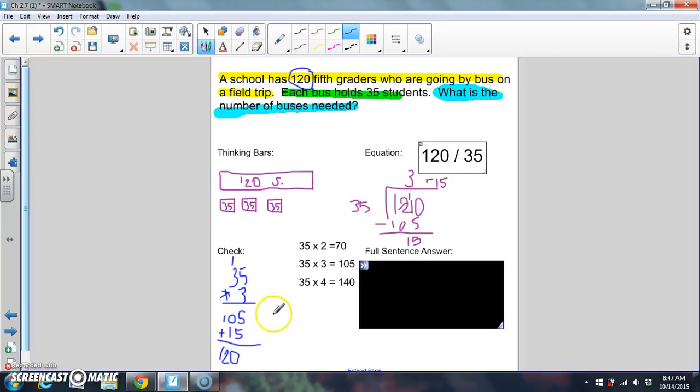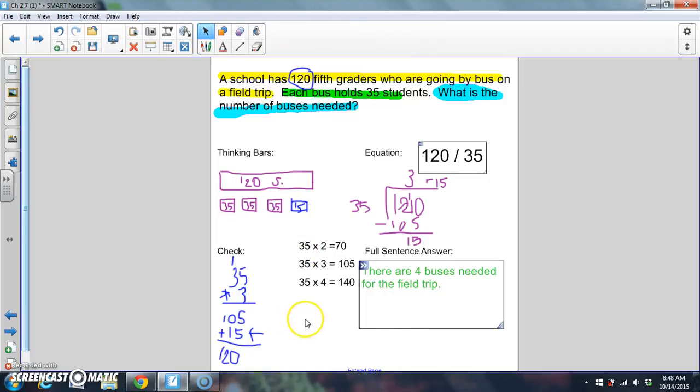So now how many buses will be needed? Well, we will take up 3 complete buses, but we have 15 kids who still need a ride. So we will need a 4th bus. Even though it will only have 15 students in it, we'll still need that bus. So if I were to answer this, I would say there are 4 buses needed for the field trip, and that again is a complete sentence reviewing what my math on this page shows.